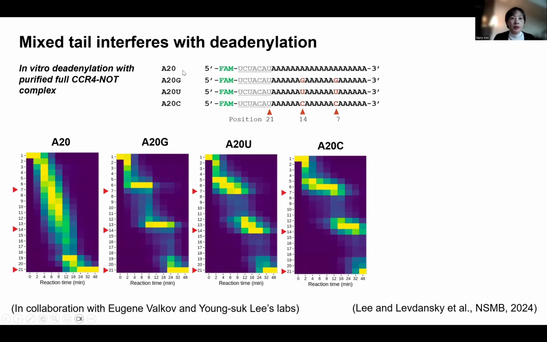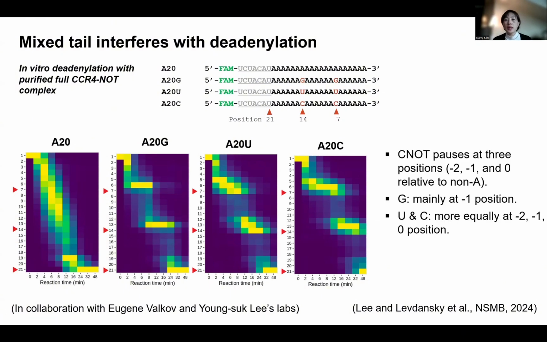So when we performed an in vitro assay together with Bark Kim and Young-Suk Lee's lab, the poly A tail with intermittent non-adenosine residues stalled at certain positions, and they pause at three positions actually, -2, -1, and 0 relative to the non-adenosine residue. In the case of guanosine, it's mainly -1, but U and C stall more equally at these three positions.